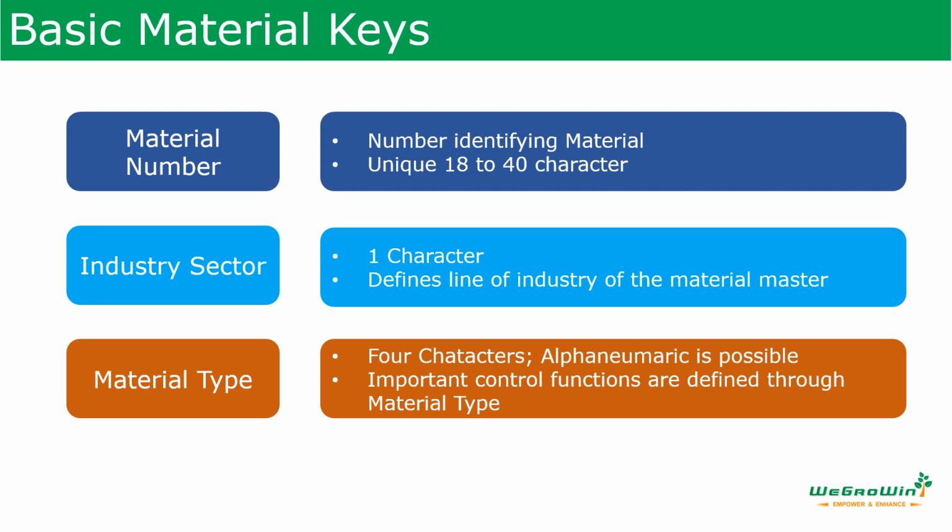Industry sector controls the screen setup and the screen sequence. SAP has predefined industry sectors. If we need any specific industry sector, we can create them. Material types have many controlling functions that we'll discuss later, and it is a four character value where alphanumeric is possible. SAP provides pre-configured material types. We can also create our own material types. The main function of material type is to define the price control, account determination, and quantity and value update in the plants. Anyhow, we will discuss them in detail in the coming slides.